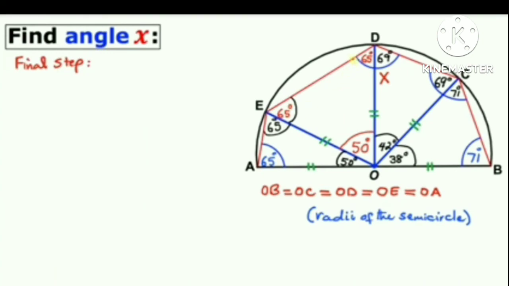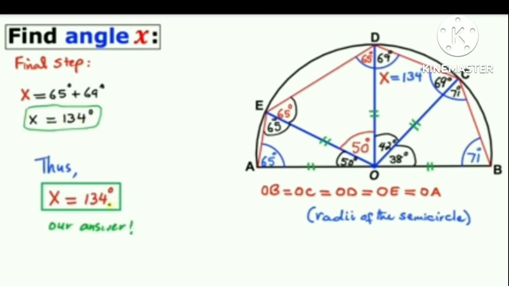Here's our final step. We are looking for this angle X, and that turns out to be 65 degrees plus 69 degrees. So I can write this angle X equals 65 degrees plus 69 degrees. So X turns out to be simply 134 degrees. Thus our angle turns out to be 134 degrees.